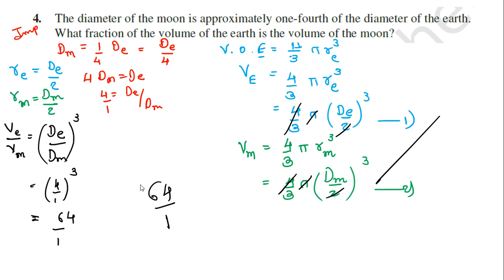How many have completed this question before me? Diviraj, I think he has given this answer. 64 upon 1. Diviraj, you got the same answer? No, you just match with the back pages. Because in numerator earth will come, in denominator moon will come. You check that. Everybody match. 1 by 64 is given, because 1 by 64.